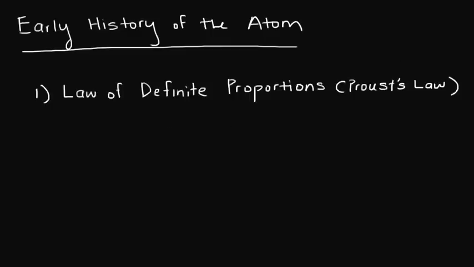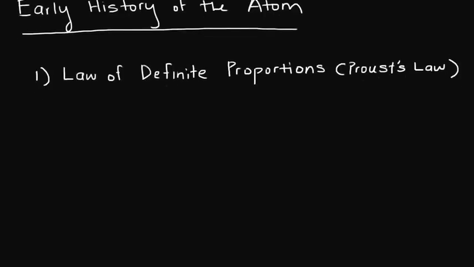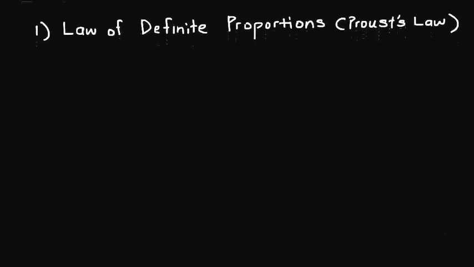Because back in 1800, scientists didn't really know anything about atoms. They weren't really considered a useful model of the world. And because of that, we couldn't really describe what matter was made out of. But we did know a few things about chemical reactions and a few things about elements.